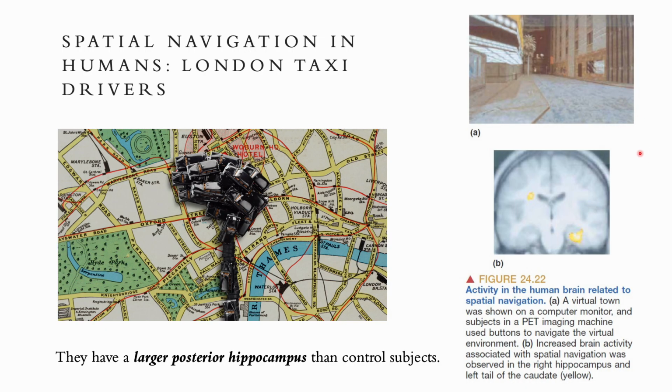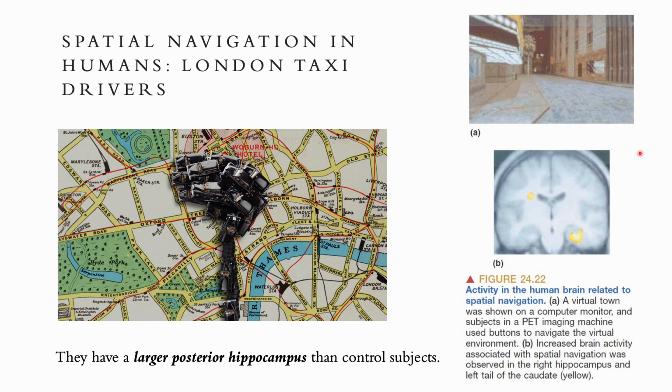Spatial memory allows us to remember the location of places. This helps us with spatial navigation. And this phenomenon has been studied a lot in London taxi drivers. Now, you might think this is kind of funny, but if you've ever been to London, you know that it's very busy. There are taxis everywhere, and it's really hard to navigate the city.